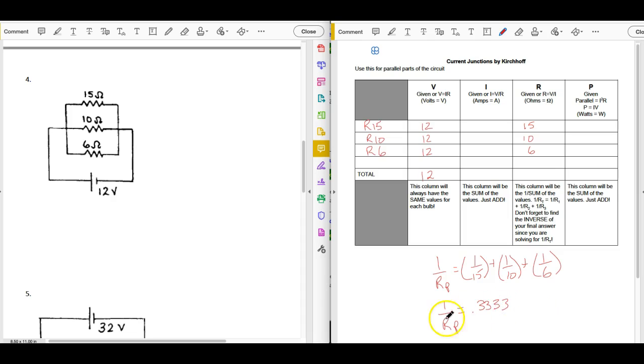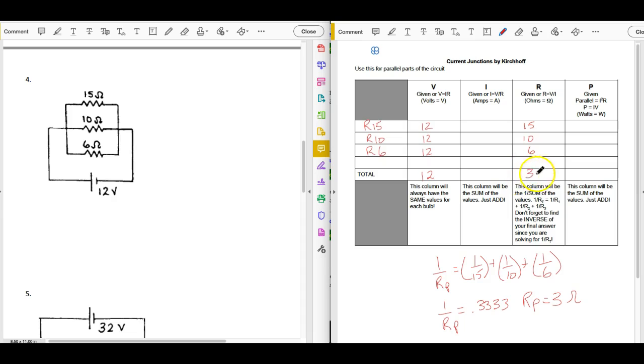0.3333 repeating. So remember, we can't say that this is the resistance. Instead, we have to do the inverse of this number and the inverse of this side so that we actually solve for the resistance in parallel. And 1 divided by 0.3333 is going to give us 3. So that is our overall resistance. And we now can put that in this spot. Let's go ahead and put the symbol there.